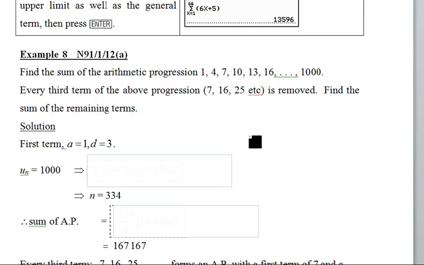Find the sum of the arithmetic progression. Every third term is removed. Find the sum of the remaining terms. Okay, let's try and do this.